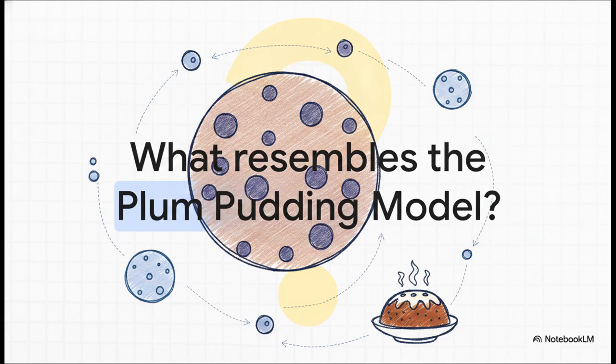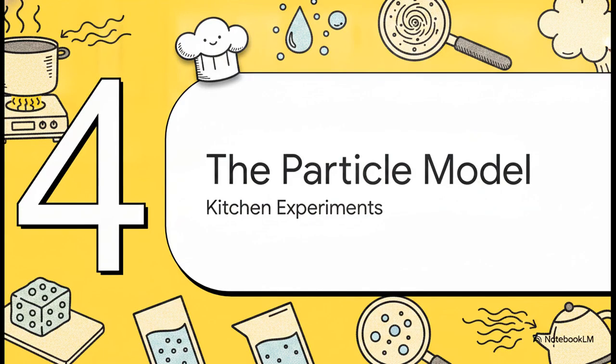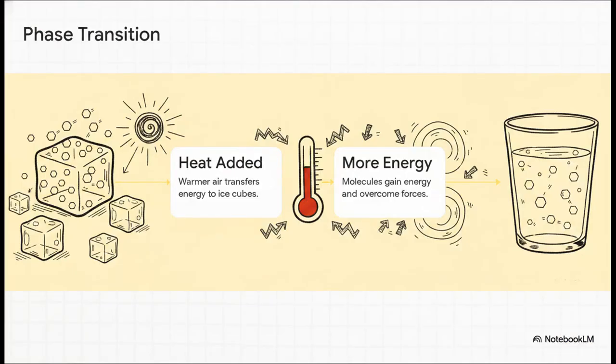Got it? The plum pudding model is best described as a positively charged sphere with negatively charged electrons scattered throughout it, literally like plums scattered inside a pudding. Now for Section 4, the particle model. We're going to look at Tom's kitchen experiments. Let's shrink down to the microscopic level for a second and apply these scientific models to our everyday household routines.